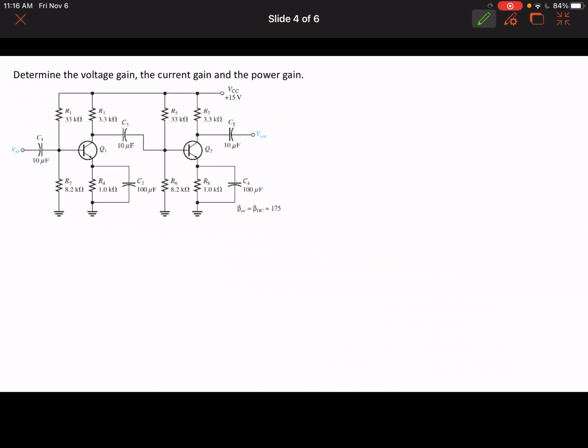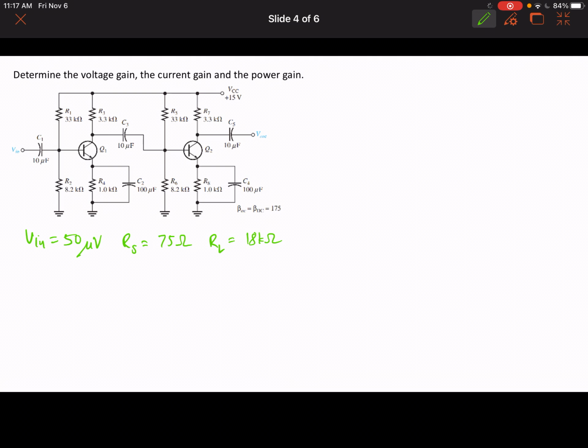Okay, for this circuit, we are to determine the voltage gain, the current gain, and the power gain. There are also a few givens. The input voltage is 50 microvolts. The source resistance is 75 ohms. And the load resistance is 18 kilo ohms.